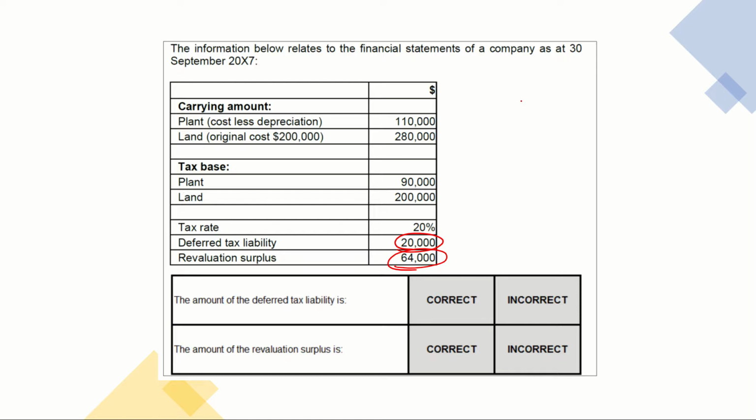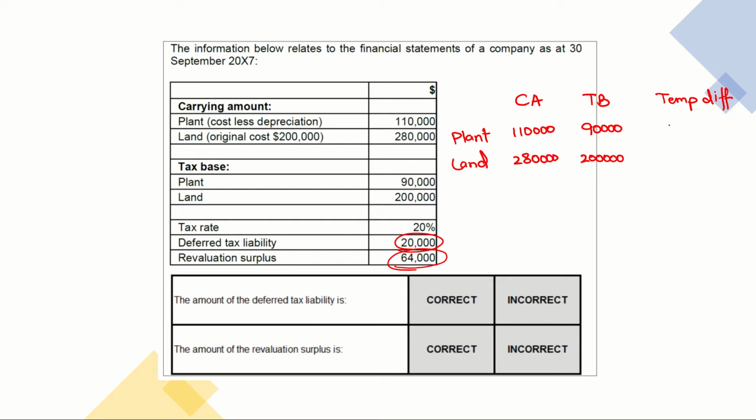So when I do that, how much is the carrying amount? We need to identify that. We need to compare that with the tax base, and that would give us the temporary difference, right? So we've got two assets: we have plant and we have land. First of all, I'm going to put down their carrying amounts, which are 110,000 and 280,000. But when I look at their tax bases, the plant has 90,000 as its tax base, and the land has a tax base of 200,000.